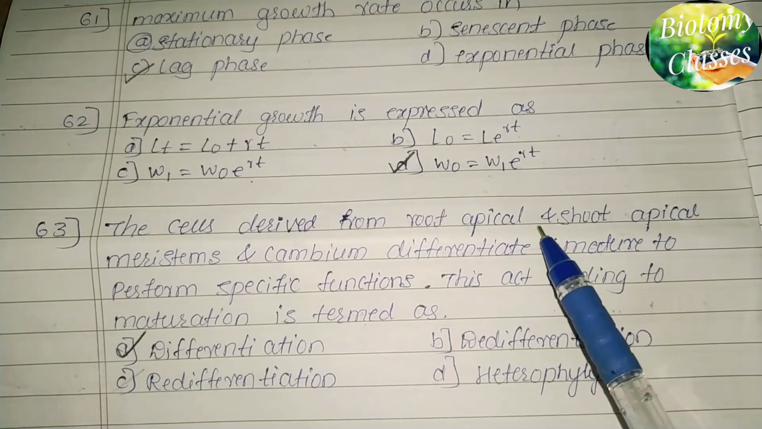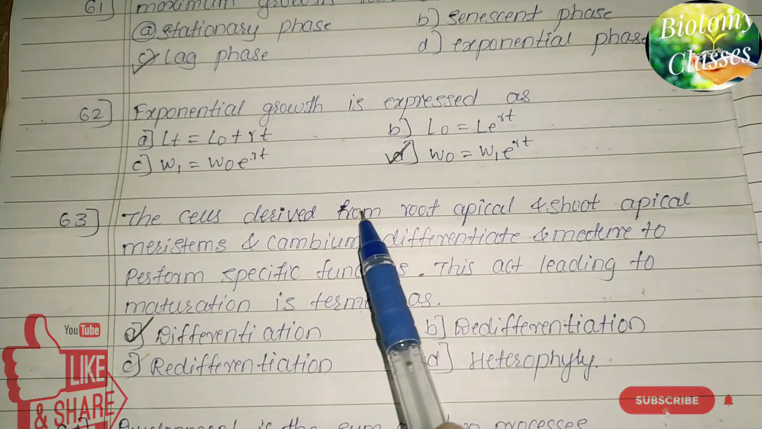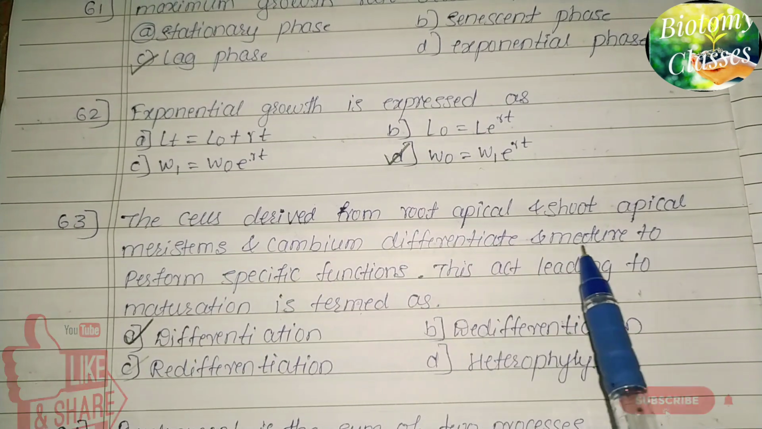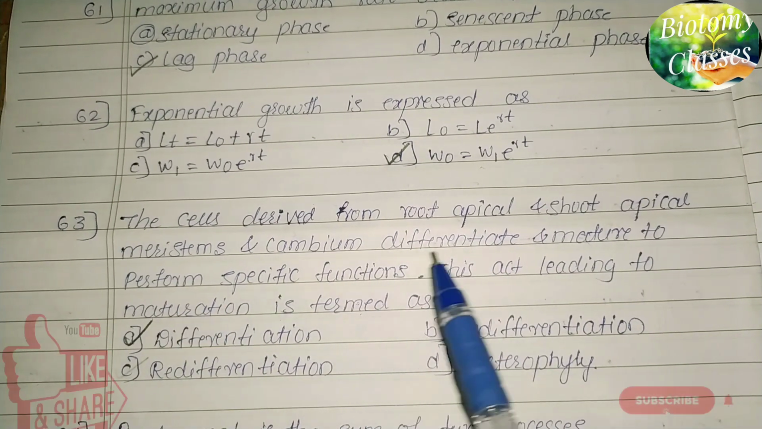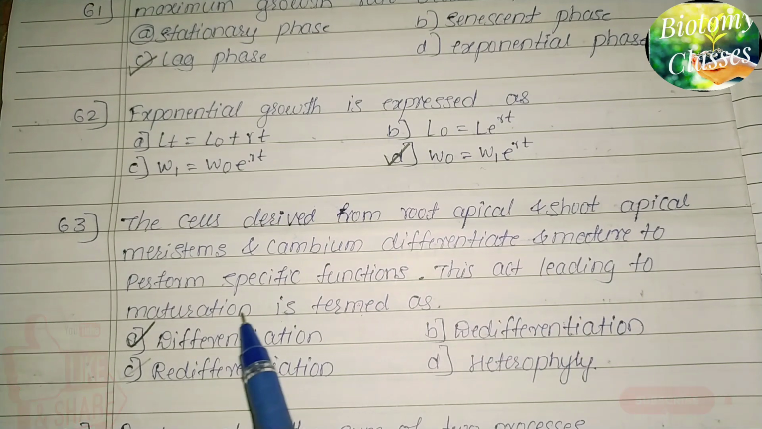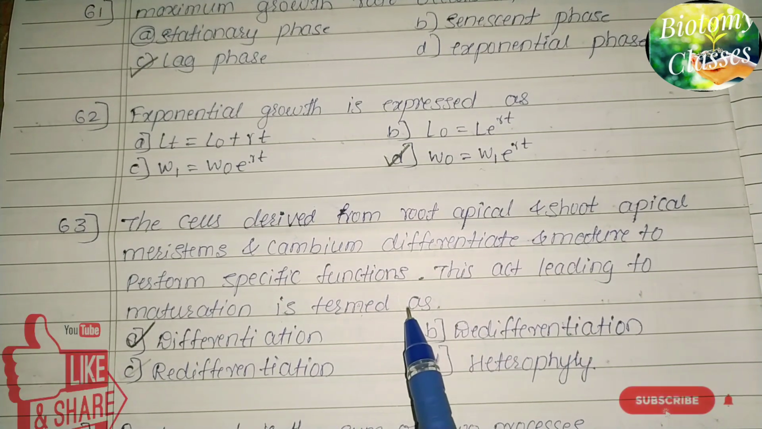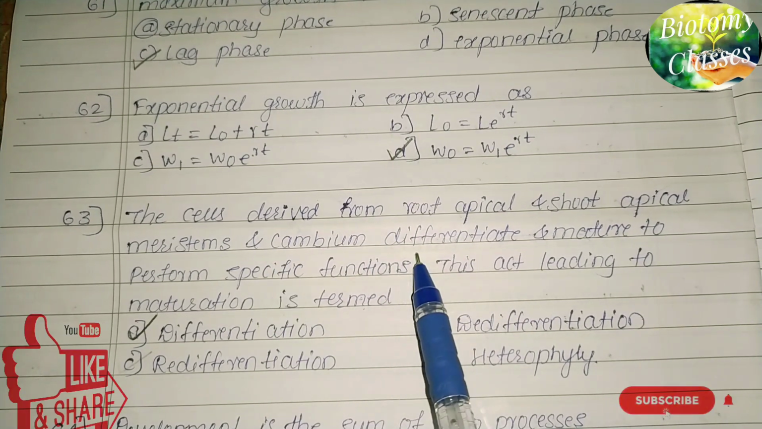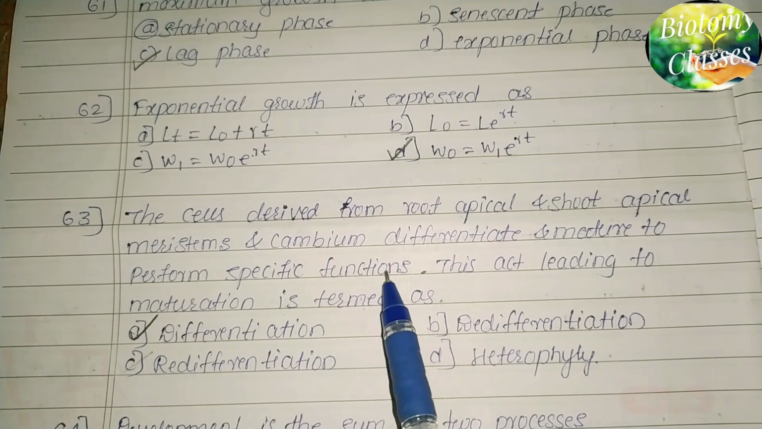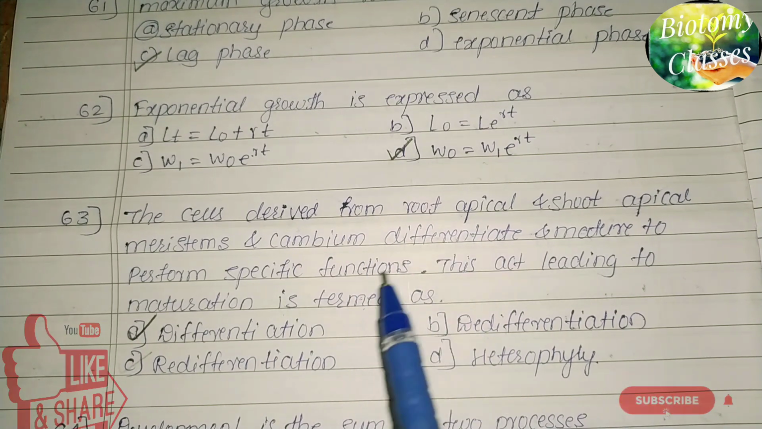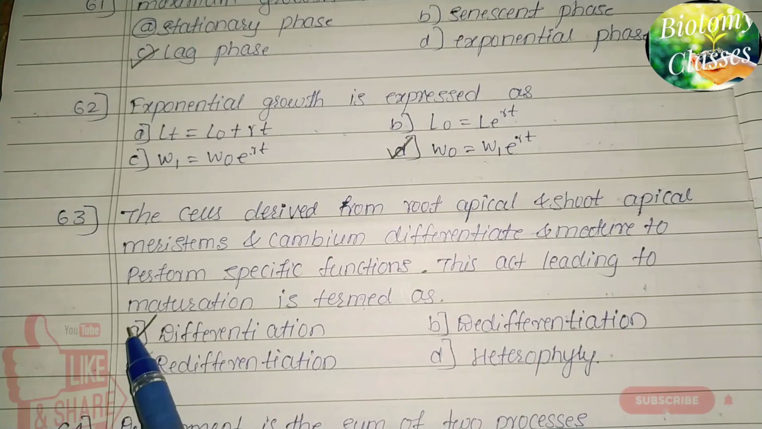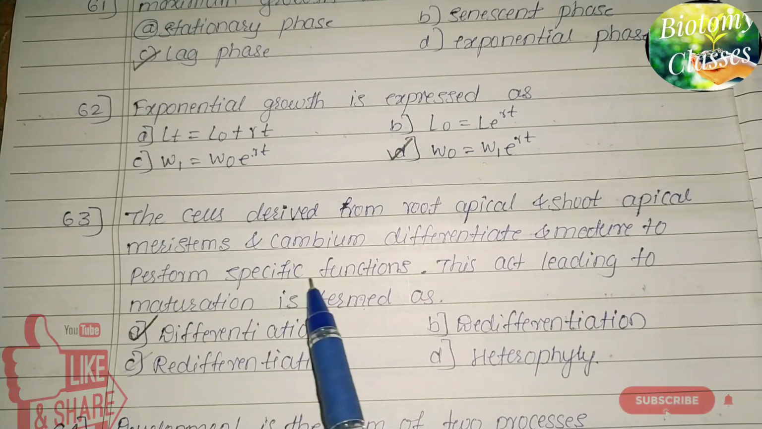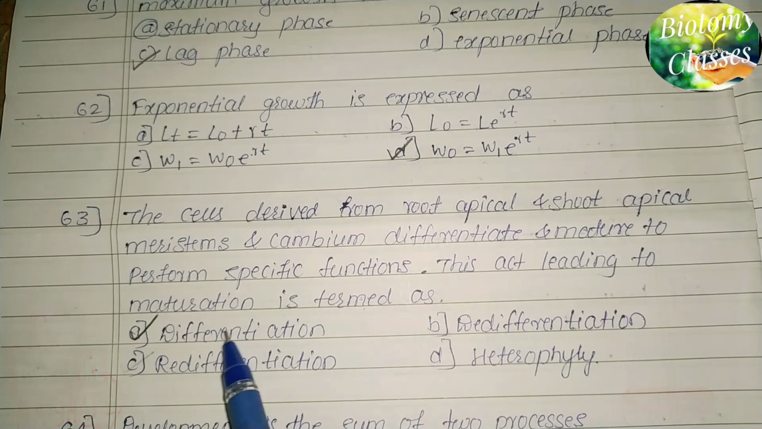Next question, 63rd, the cells derived from root apical and shoot apical meristems and cambium differentiate and mature to perform specific functions. This act leading to maturation is termed as differentiation. A is the right answer, because tissues are getting specific functions here, that's called differentiation.